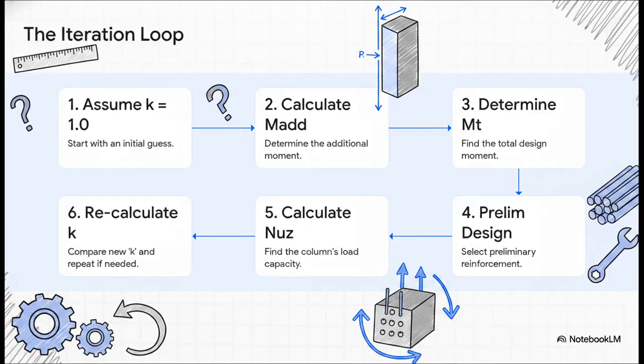So here's the game plan. You always start by just assuming K is 1.0. Easy enough, right? Then you run through the whole design based on that assumption. You pick some rebar, and then you calculate what K should have been with that rebar. If your new calculated K is pretty close to the 1.0 you started with, perfect, you're done. If not, no big deal. You just take that new K value and run the calculation again. You just repeat until your assumed value and your calculated value basically match.